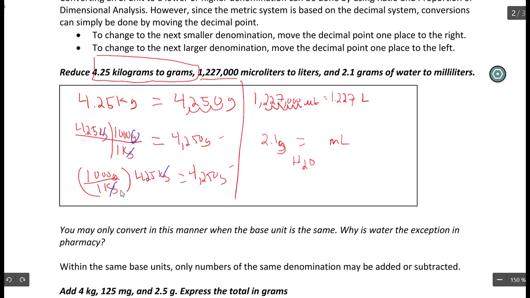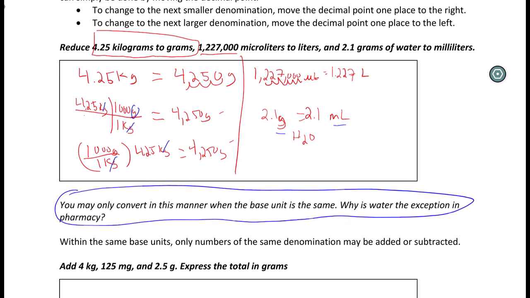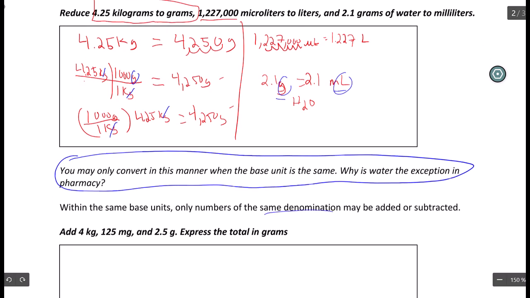Now the question below here that I asked is, why is this the case, right? You can't convert grams to mLs and use the conversions that we just did. It's only the exception for water, because 1 gram of water is equal to 1 ml of water in terms of the volume it takes up at approximately room temperature. So that's why. You have to make sure that the units are the same when you're doing this. Only water is an exception to that. And even if you're doing fractions, you have to make sure the denominator is the same when you're doing that.